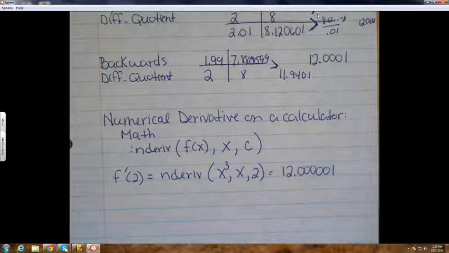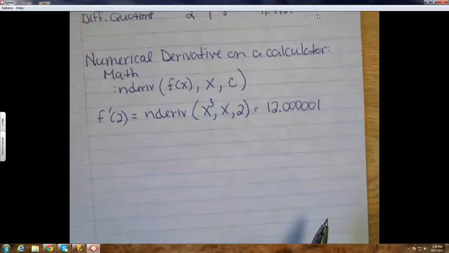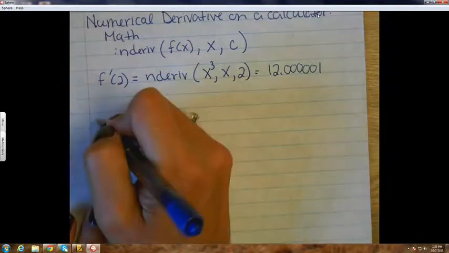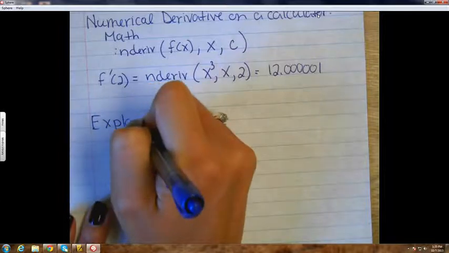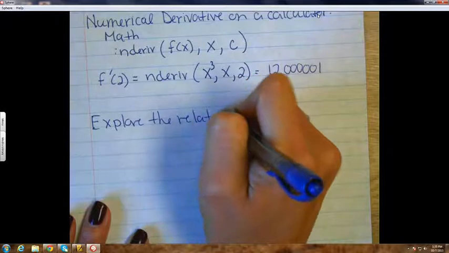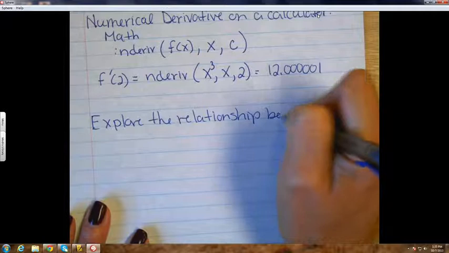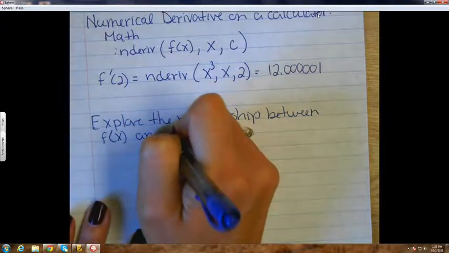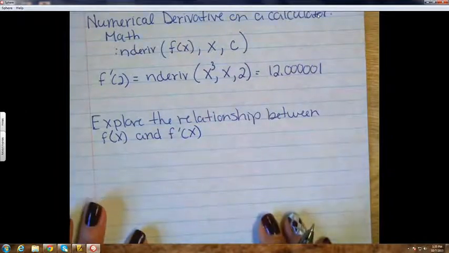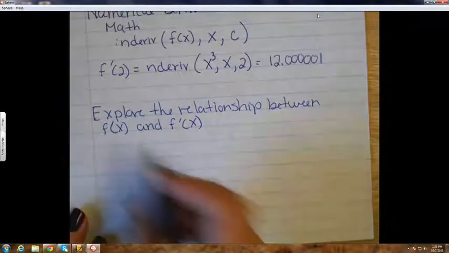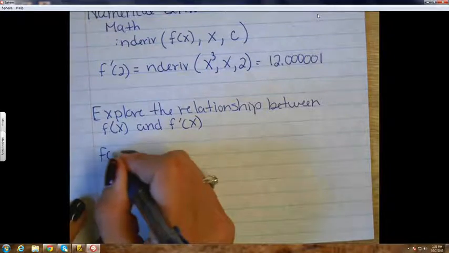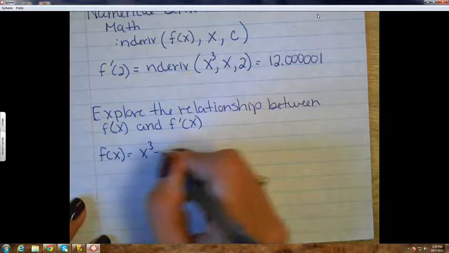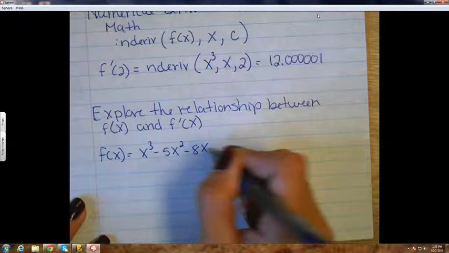All right. So now that we know we can check numerical derivative on the calculator, now we want to be able to look at that relationship between functions and their derivative. So this is our explore. Explore the relationship between a function and the derivative function. So let's look at f of x equals x cubed minus 5x squared minus 8x plus 70.